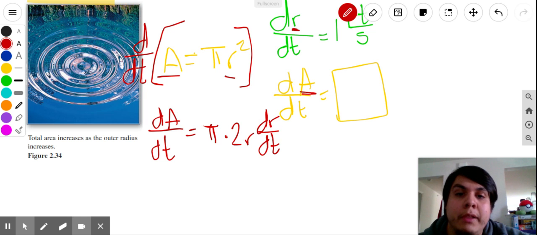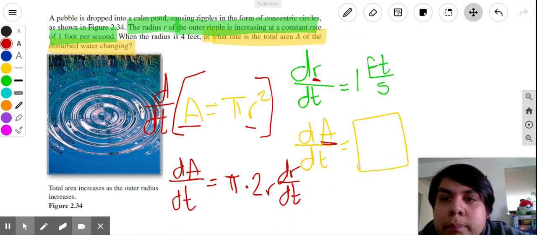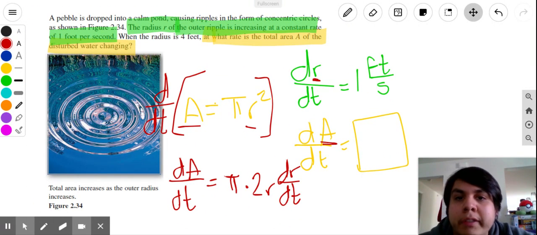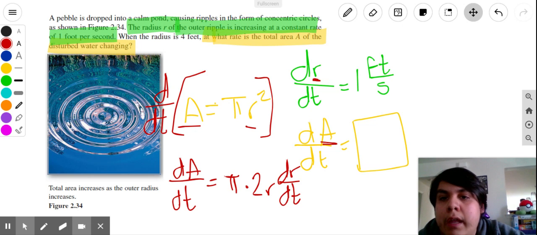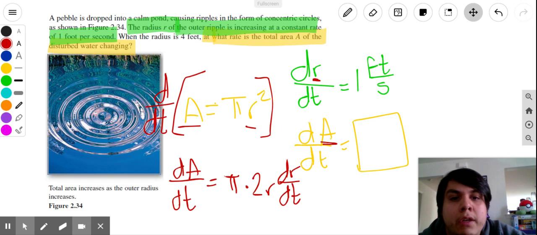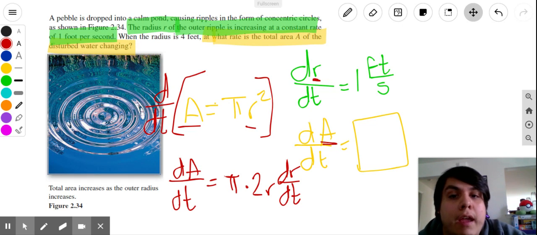All right, so last we left off, we had this problem about a pebble being dropped in a pond, and we're trying to figure out how the area of the disturbed water is changing, right? So we set up an equation using the area of a circle. We figured out what information they told us, and now we figured out how to get the derivative, so we just have to finish up, right?